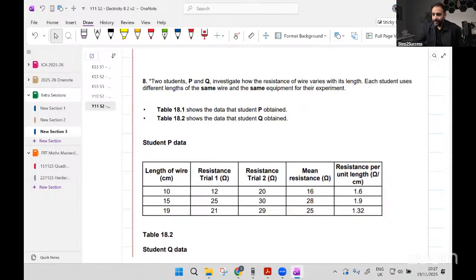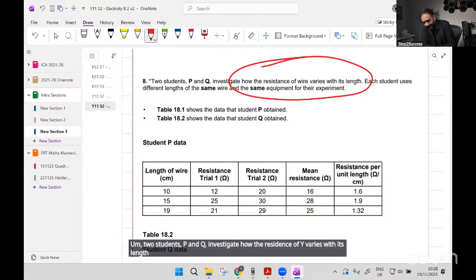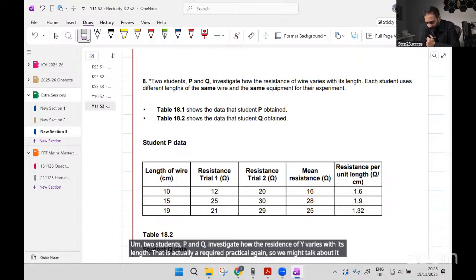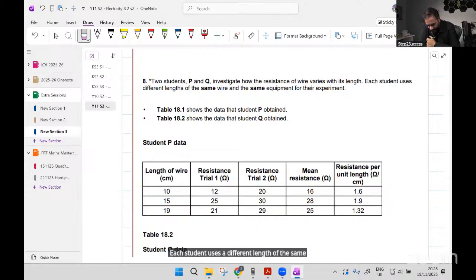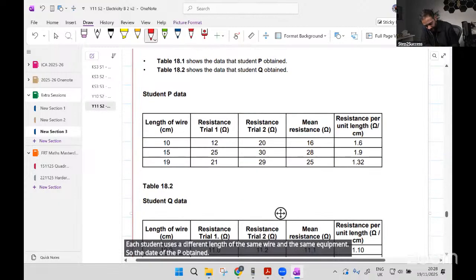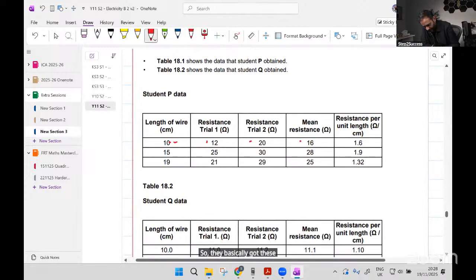Right. Okay. It's an unnecessary question, isn't it? Two students, P and Q, investigate how the resistance of wire varies with its length. That is actually a required practical again, so we might talk about it when we do that. Each student uses different lengths of the same wire and the same equipment. So the data that P obtained, they basically got these resistances.